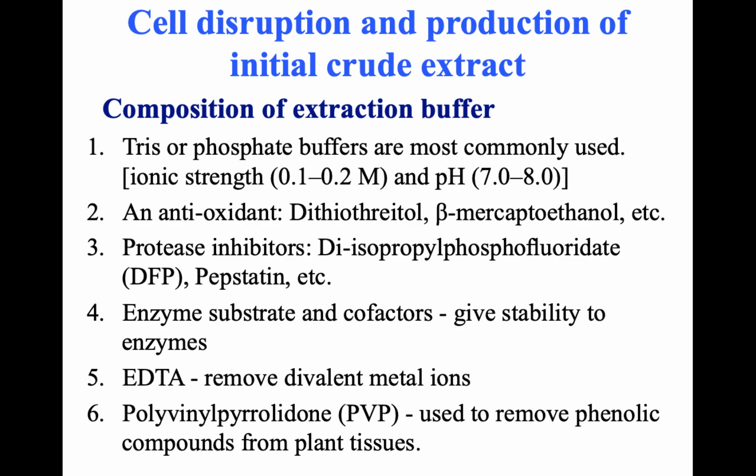In the isolation of proteins from plant extracts, we use PVP, which is polyvinyl pyrrolidone. This polyvinyl pyrrolidone is helpful in removing phenolic compounds from the plant tissues, because phenolic compounds, which include p-hydroxybenzoic acid and tannins, bind to the proteins and result in the aggregation of the proteins.